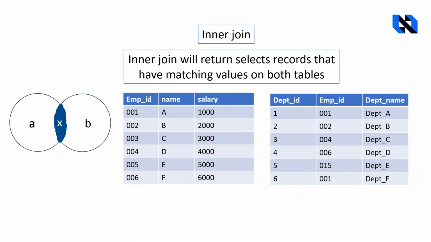What this would return is, it's going to match if the employee ID in the employees table matches the employee ID in the department table, and it would return 001, 002. It would also return 006, because these are the rows that are matching on both tables.